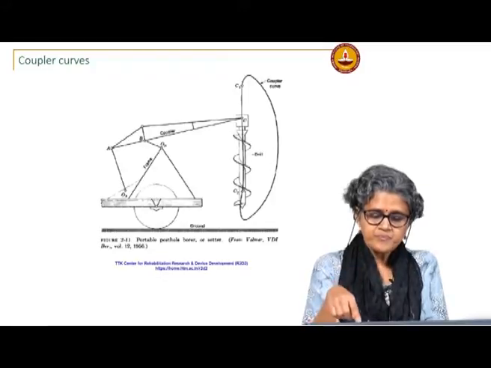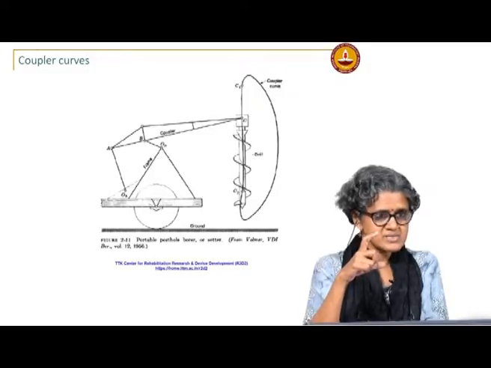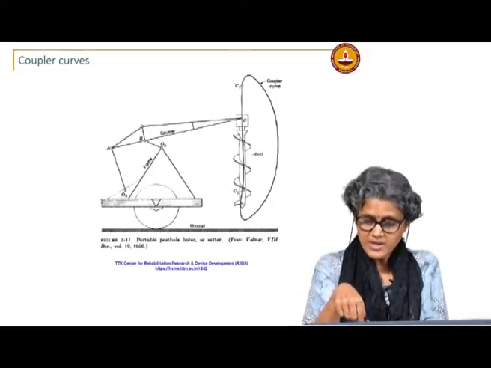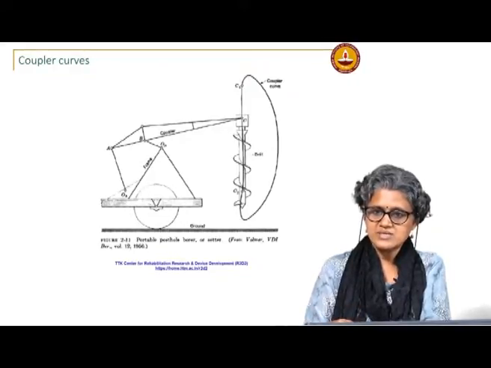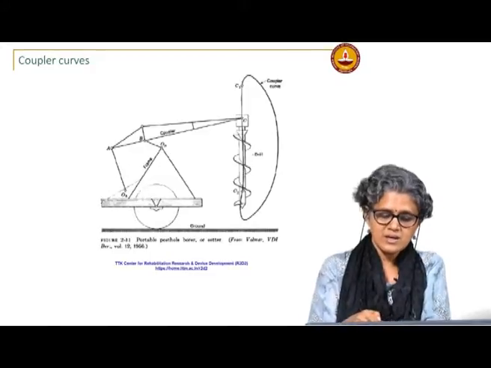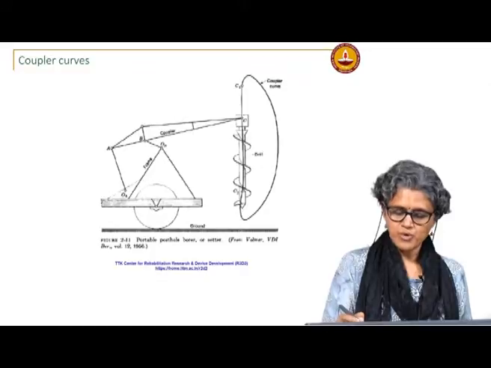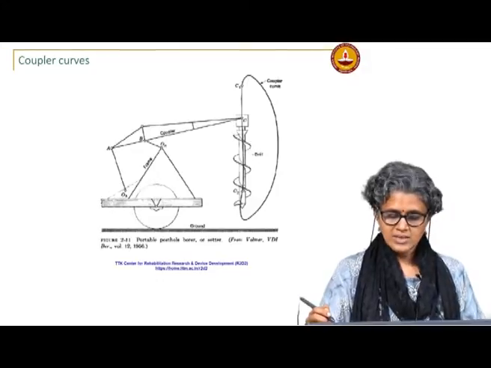So, early on, the fact that some coupler curves can trace approximate straight line paths was used extensively for designing linkages where you wanted, like for instance, this is a portable drill, and this coupler point can actually trace that straight line path. So, they are using a 4 bar to do this. So, this is the 4 bar OA, AB, OB, and this is the point that traces an approximate straight line path.